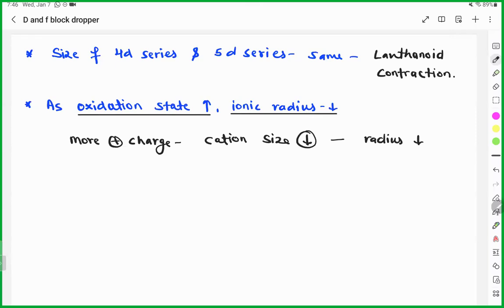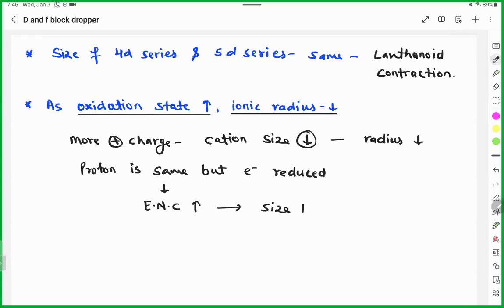And that's what we are saying: more charge means donation of electrons, strong attraction. Protons are the same, but electrons are reduced. And if this happens, what will happen? Effective nuclear charge will be more, and in this case, size will reduce. Any doubt, guys? No.